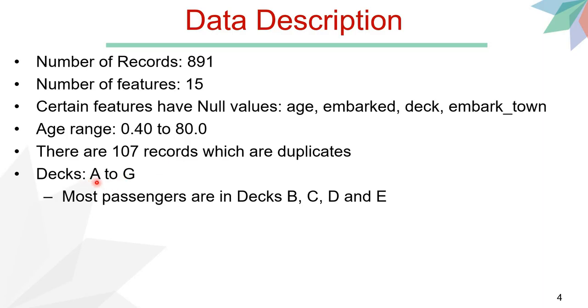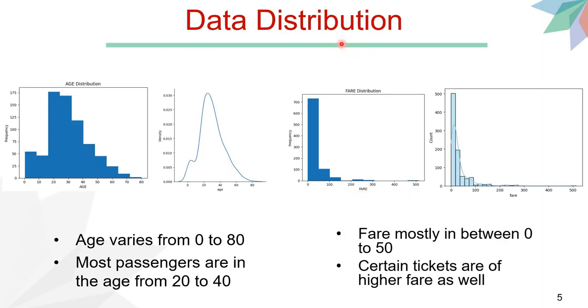So deck goes from A to G. Most passengers are in the deck B, C, D and E. So let's start to discuss about the data itself. So here is the histogram of the data. Of the age, you will see number of passengers who belong to 0 and 80 is the age range. It goes from 0 to 80, and most of the passengers are between 20 and 40 here. So you can see here from both of these graphs here.